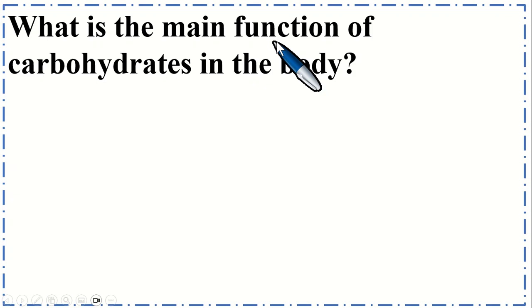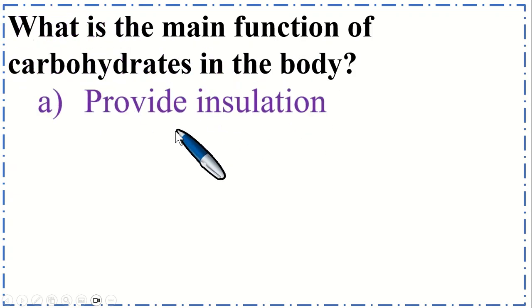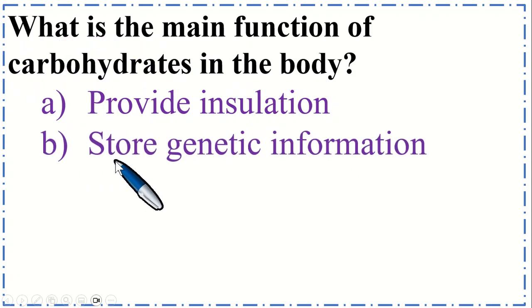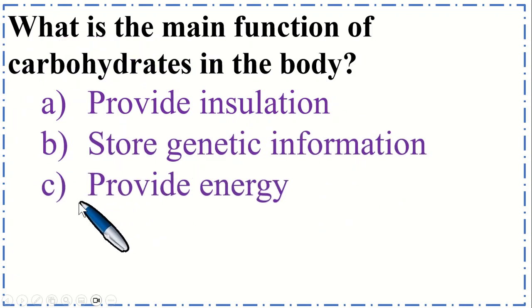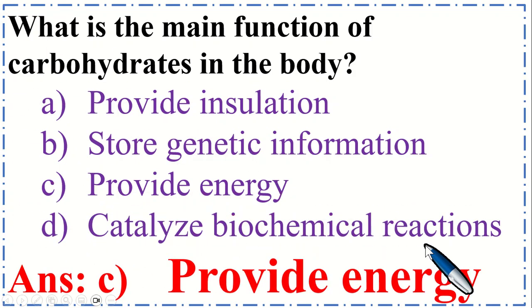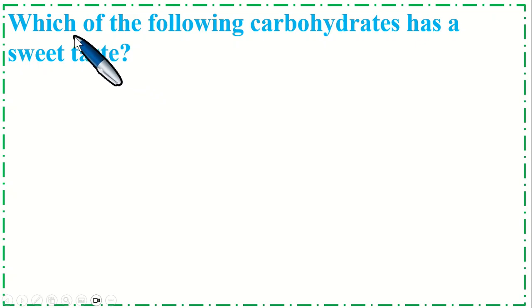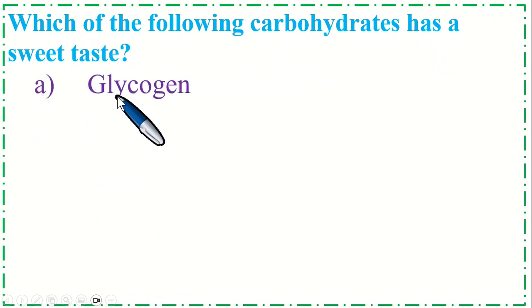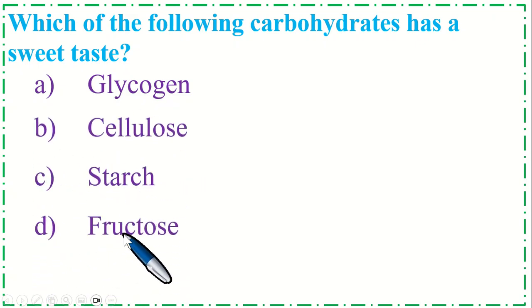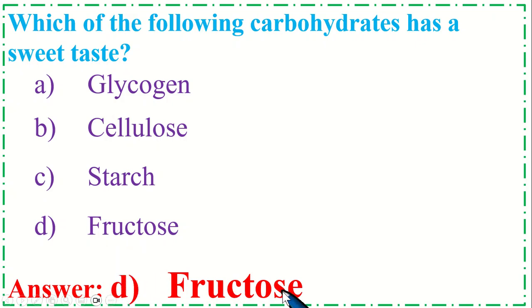What is the main function of carbohydrates in the body? Option A, provide insulation. B, store genetic information. C, provide energy. And option D, catalyze biochemical reactions. So the correct option is C, provide energy. Which of the following carbohydrates has a sweet taste? Option A, glycogen. B, cellulose. C, starch. And option D, fructose. So the correct option is D, fructose.